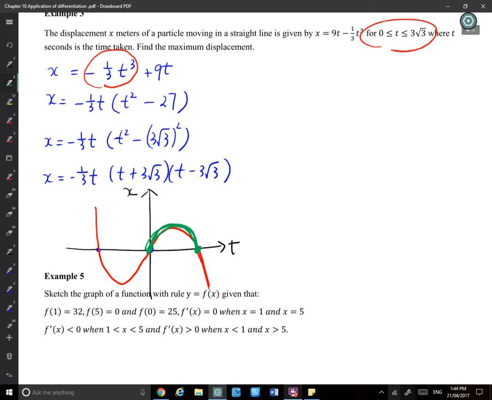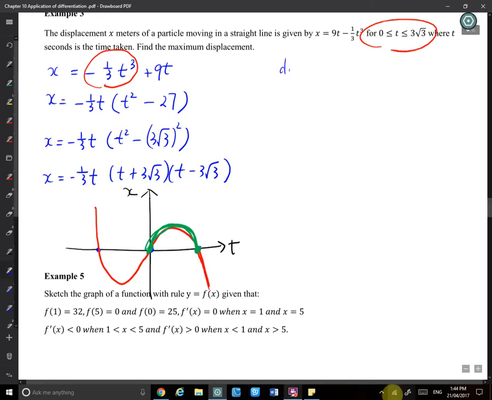So, you can do this without drawing the graph, but I want to show you the full thing here, a little bit of revision for polynomials. Now the maximum displacement is the turning point. So I'm trying to find the turning point. How do we find the turning point? We set the derivative equal to 0.